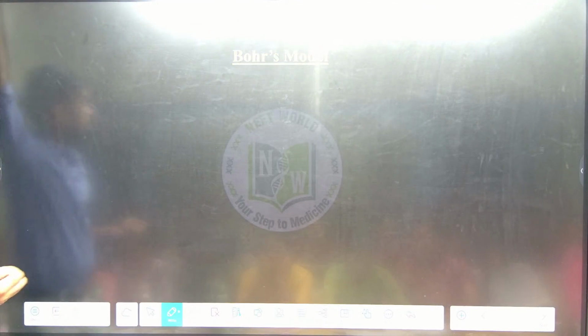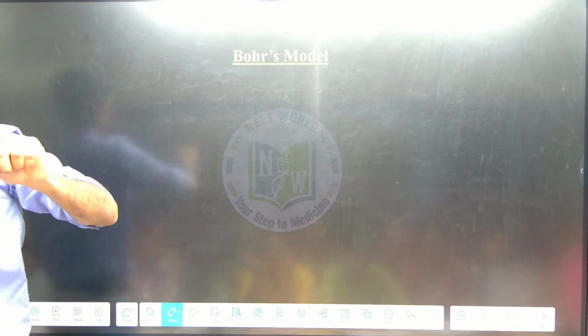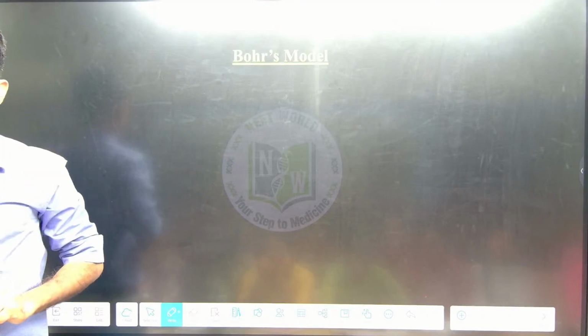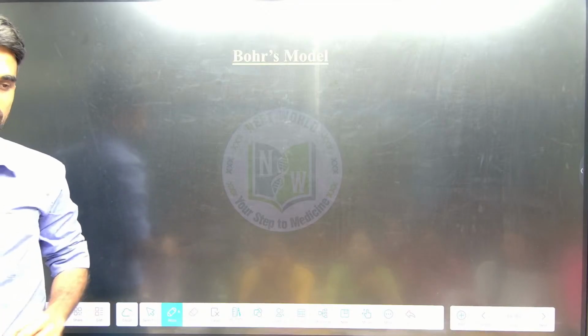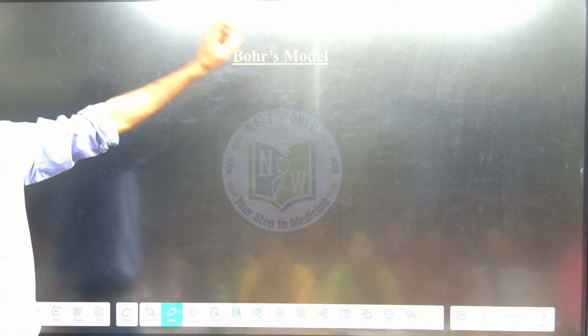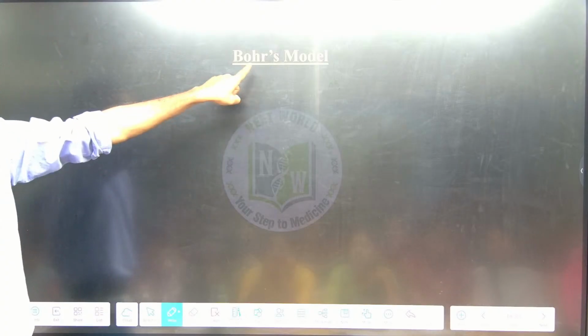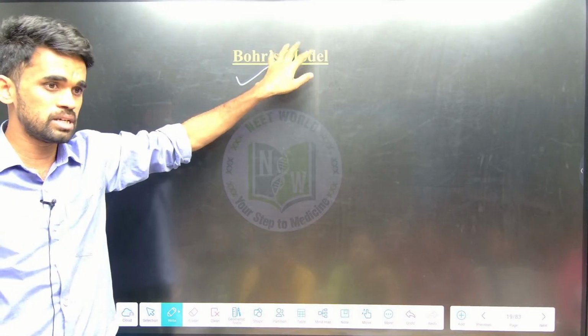What is the drawback of Rutherford we discussed yesterday? He was unable to explain the stability of the electron. The next drawback also I told you: the atomic spectra is not explained. Looking at those drawbacks, he proposed his model. Who is that person? Bohr.